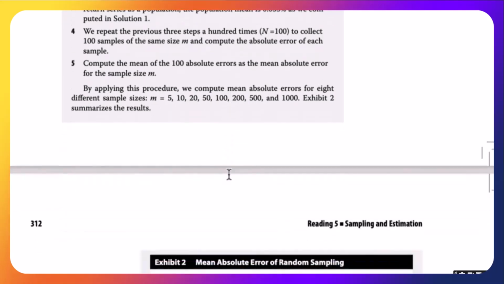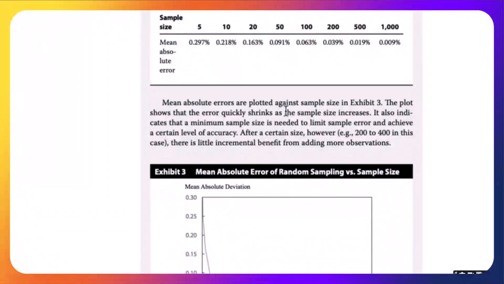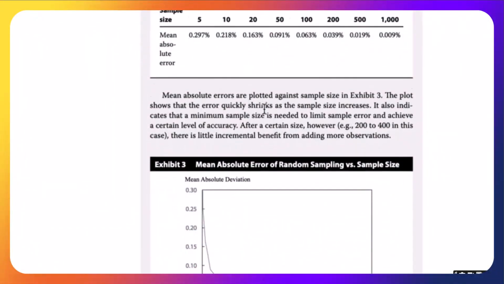Exhibit 2 summarizes the results. This is the mean absolute error, 0.297. Look what happens when we get to 1,000. The sampling error really decreases. So this is an important observation. As N increases, the sampling error decreases. Mean absolute errors are plotted against sample size in Exhibit 3.